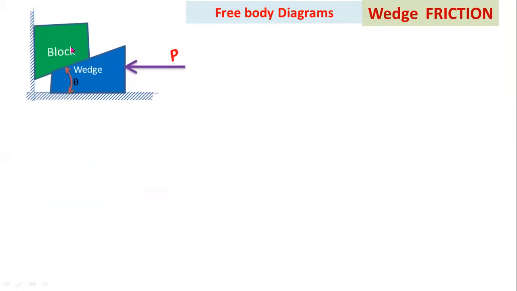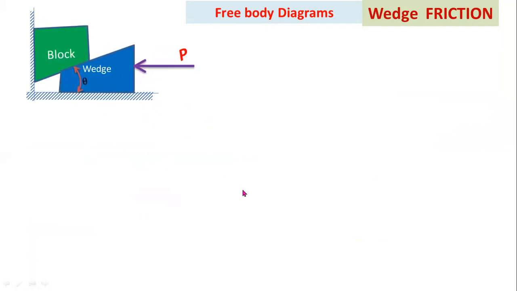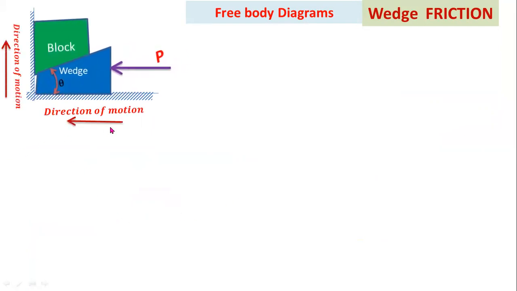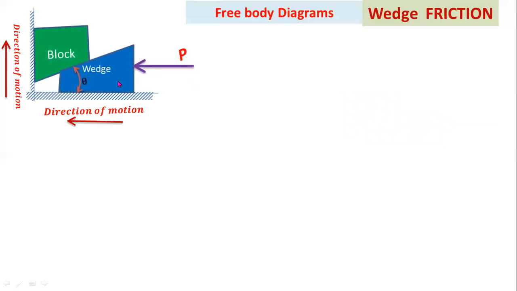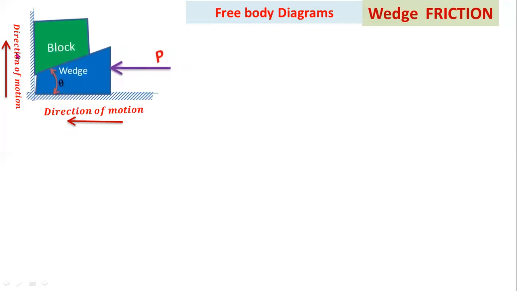Now first of all you have to consider a free body diagram for the given wedge and block. First of all you have to consider direction. This is the direction of motion of this wedge, and this is the direction of motion of the block. When you apply the pushing force on the wedge, this wedge will move towards the left, and at the same time this block will move upward.